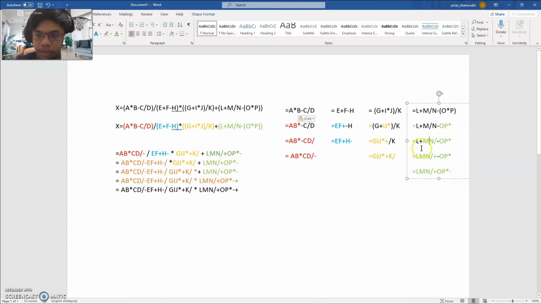Okay, for the next one, you need to solve the addition. L addition and MN division. MN division is already in postfix, so we can treat it as an operand. L is an operand and the addition is the operator. So the addition needs to go to the back of the operands. So it comes like this. So, next one is the subtraction.